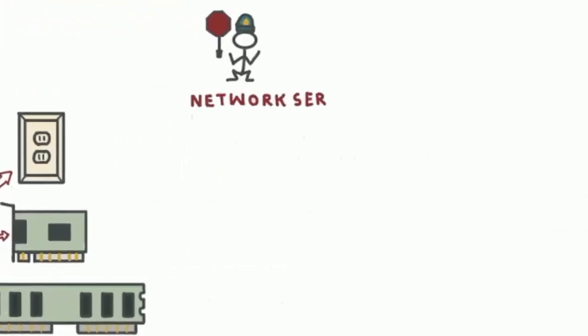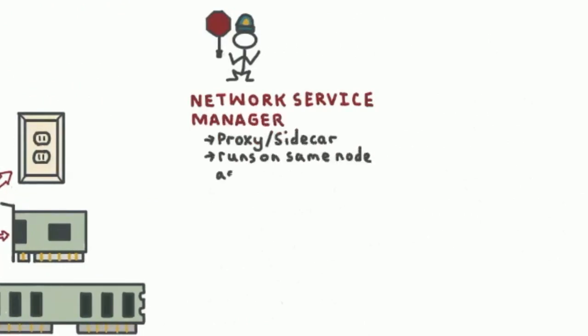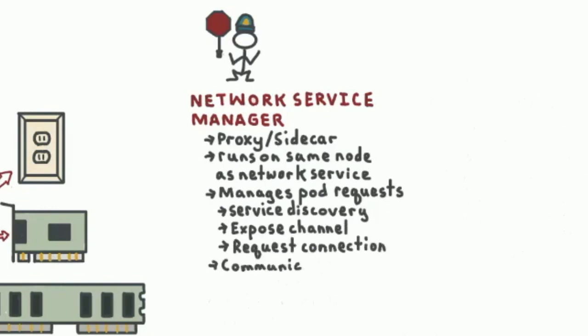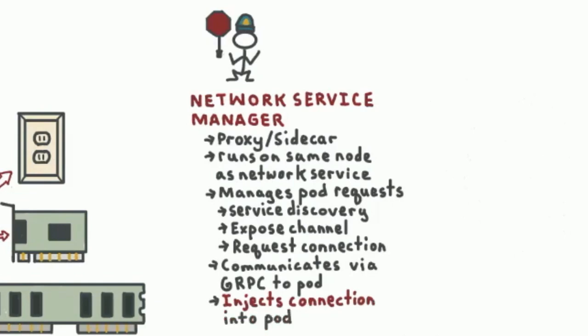We're in a greenfield situation. We can introduce a network service manager running as a daemon set, so it runs on the same node. And then when a pod wants to do service discovery, it can send a service discovery request or expose a channel or request a connection by sending those requests to the network service manager. You want to send those over gRPC, over a Unix file socket mounted into the pod. And then the network service manager injects the requested connection or channel into the pod. Effectively, in this case, the network service manager becomes our proxy or sidecar here.